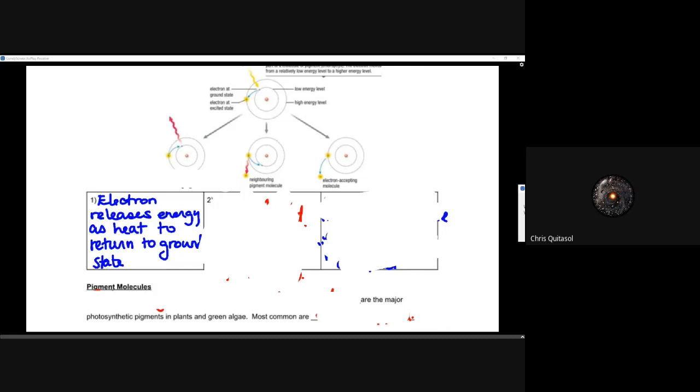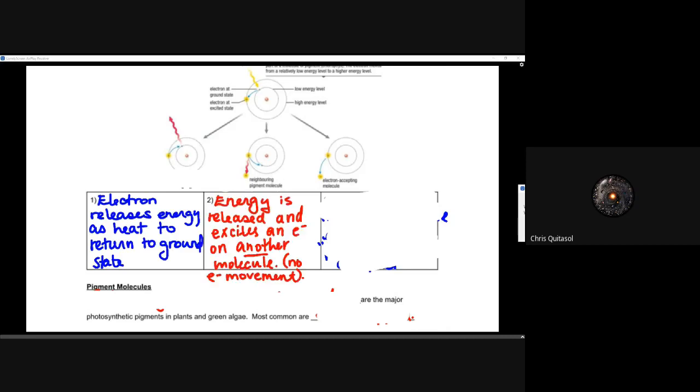Because again, that electron has harnessed that light energy, that photon, and in order to move back down to the ground state, it has to release that energy in some way, shape, or form. The second way it does that is energy is released and excites an electron on another molecule. The electrons do not move, okay? Electrons do not move. I cannot stress how important that is in the context of photosynthesis relative to aerobic respiration. Electrons don't move in this part of the light-powered steps, but it does transfer that energy to another electron. And that is very important because now we're talking about movement of energy from electron to electron. So it goes back down to that ground state, releases that energy, but it's transferred to another electron.